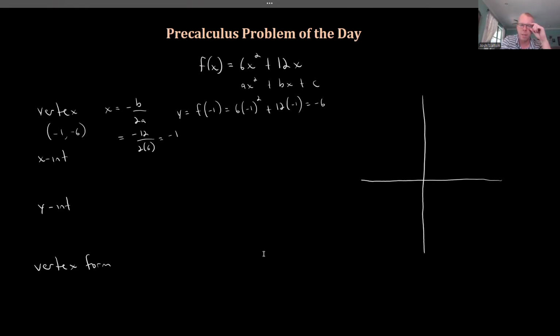All right, now to find the x-intercepts, we set y equal to 0, or we set the function equal to 0. So let's do that. So we're going to solve this equation. And we can factor this. So we can factor out the greatest common factor, which would be 6x. And then what are we left with? We have x plus 2.